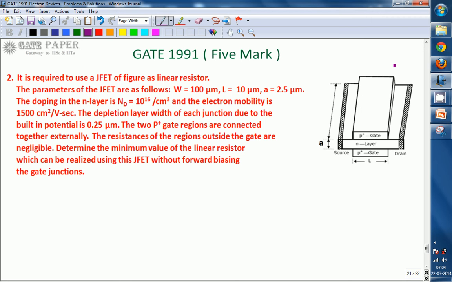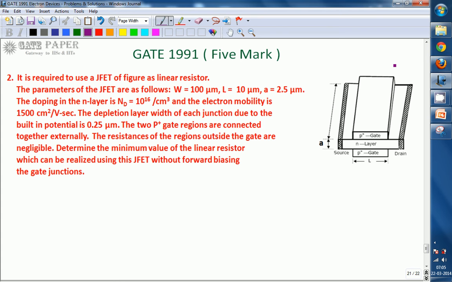The parameters of the JFET are as follows: W, width of channel, 100 micrometers; L, length of channel, 10 micrometers; A, full channel height, 2.5 micrometers. The doping in the N layer is Nd equal to 10 power 16 per centimeter cube, and electron mobility is 1500 centimeter square per volt second. The depletion layer width of each junction due to built-in potential is 0.25 micrometers.